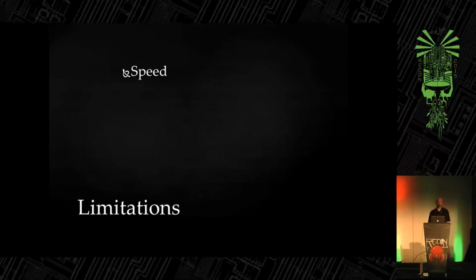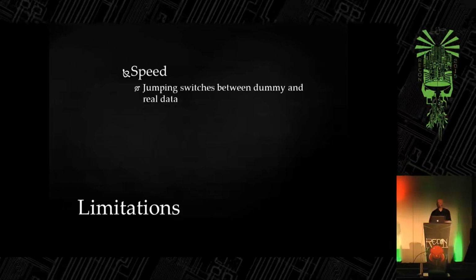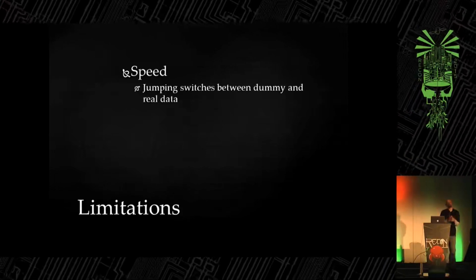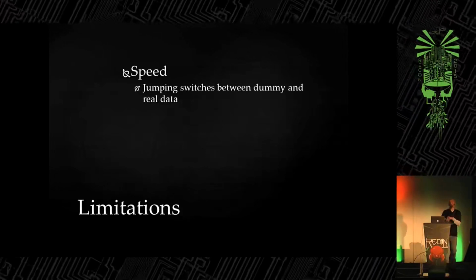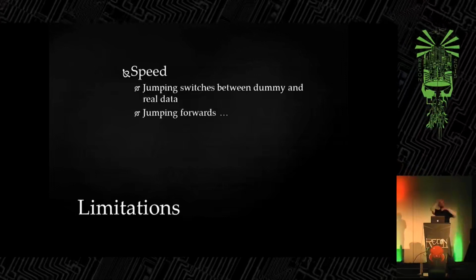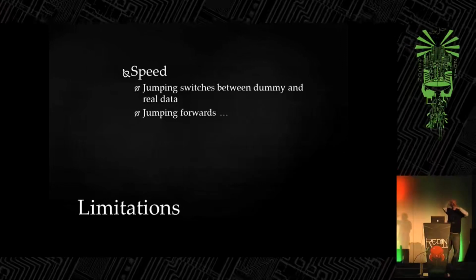The thing just runs way too slow to be useful. And really, if you think about how it works, the reason for our horrible speed is essentially the way we have to implement jumps with only moves. Jumping switches between dummy data and real data. So if you can imagine jumping forward just a little bit, if I wanted to jump from here down to here, I switch data off, or I switch execution off here.